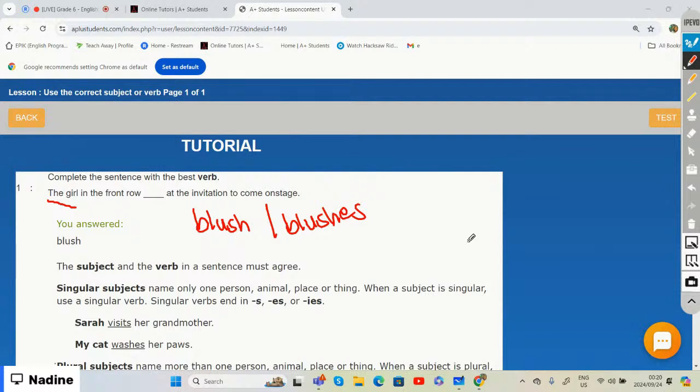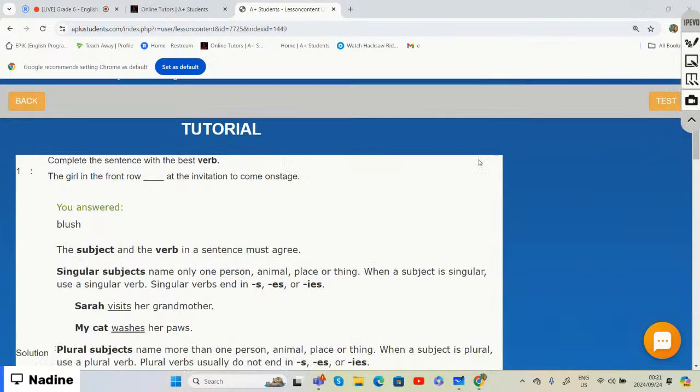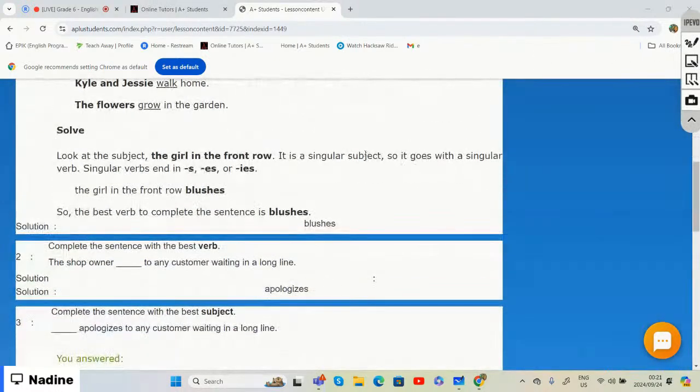All right, and yes, if we were to choose the correct one, because it's one girl, we said it ends with an ES, so we can say the girl blushes. Beautiful. So blushes is correct. So the girl blushes at the invitation to come on stage. So well done. Blushes is correct. All right, so well done. Let's look at another example.